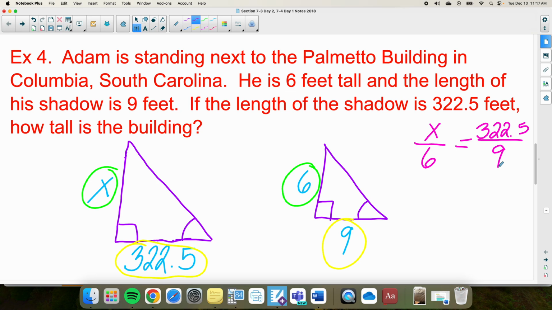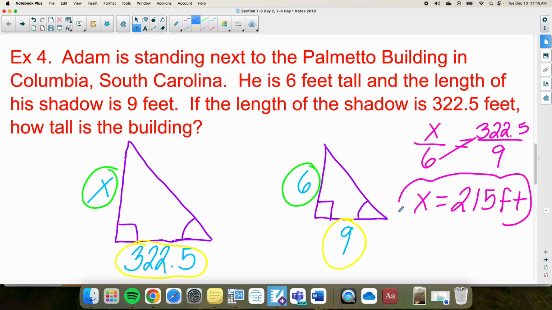You don't even really have to write anything down. What do you guys get when you do 322.5 times 6 divided by 9? 215. 215? Yeah, 215. And that is feet. Everybody understand that? Is that what you guys got too?